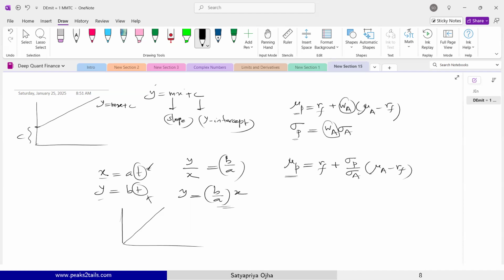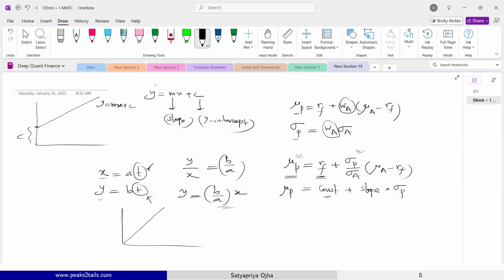right? y equal to some constant, which is RF plus slope times sigma P. Actually, let me not write y. Let's keep mu P. Okay, so RF is the constant, and we are trying to establish a relationship between portfolio mean return and portfolio sigma, and this is it.